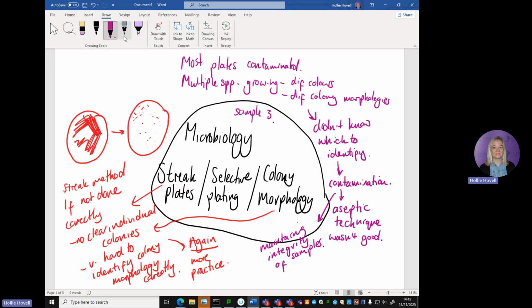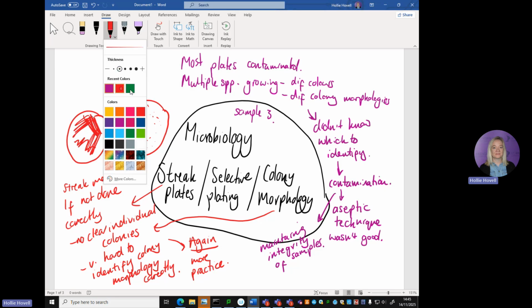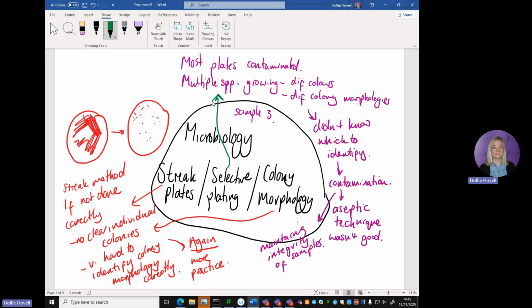With the selective plating, I think the source of error with that one was the same. It was to do with the contamination. Okay, so what you should have been able to see really clearly is whether your species grew only on the nutrient agar, only on the malt extract agar, or whether it grew on both. But because you didn't know which species you were meant to be looking at on your plate, because lots of species grew, it was hard to work that out. It wasn't that the selective plating went wrong, it was just that you didn't know which colonies to look at.